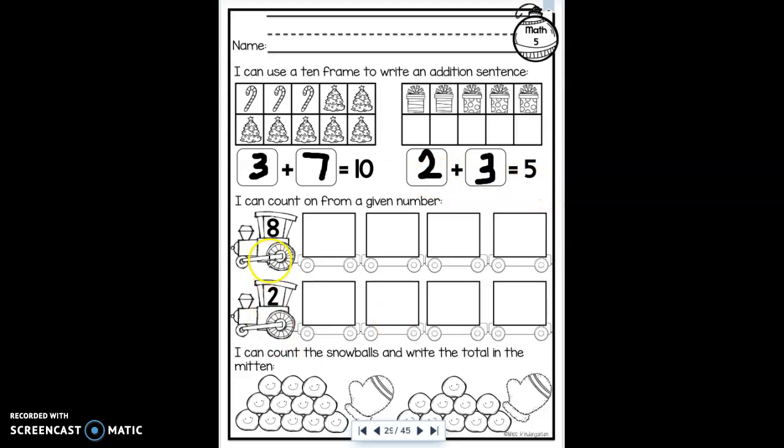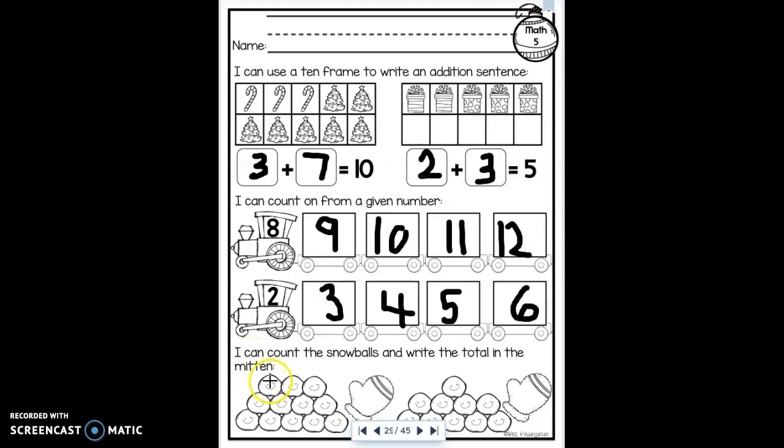All right, let's count on. They give me 8, and I need to count on from that. So the next number would be 9. And then I move to 10, 11, and finally 12. For my next train, the beginning number is 2. After 2 would be 3, and then I'll have 4, 5, and 6.